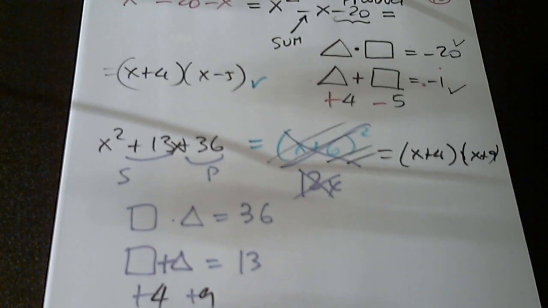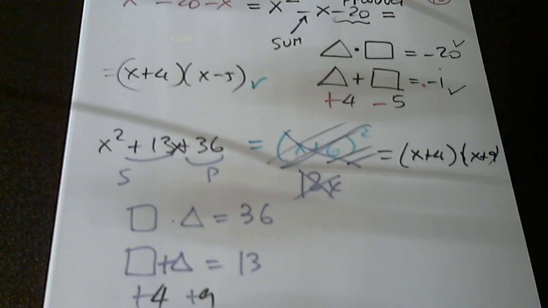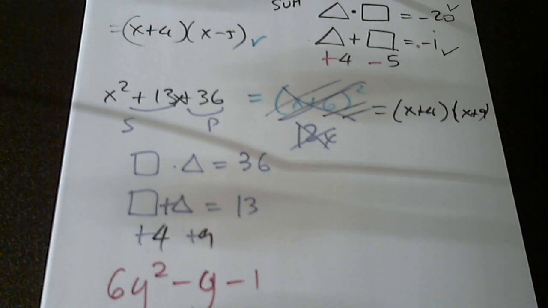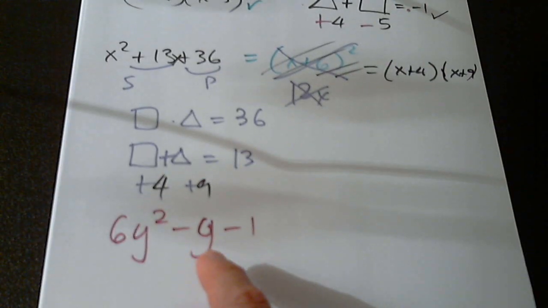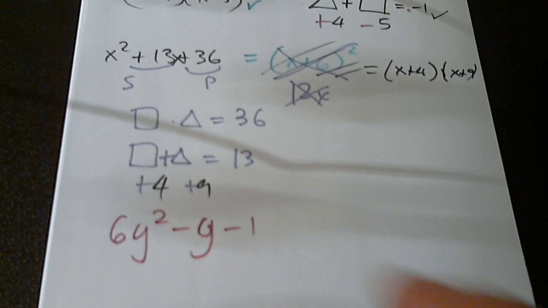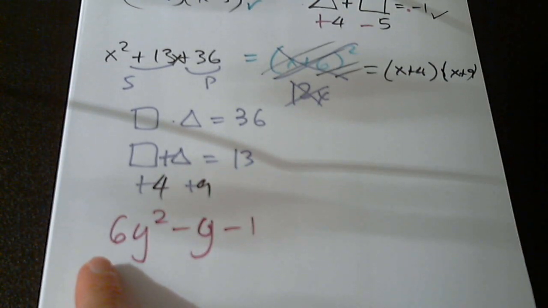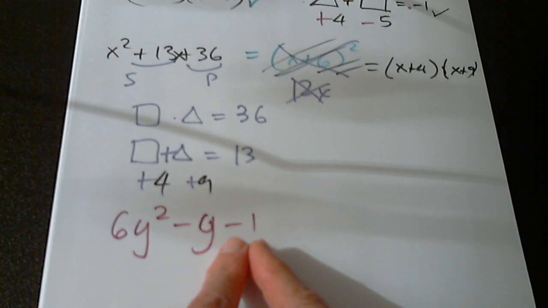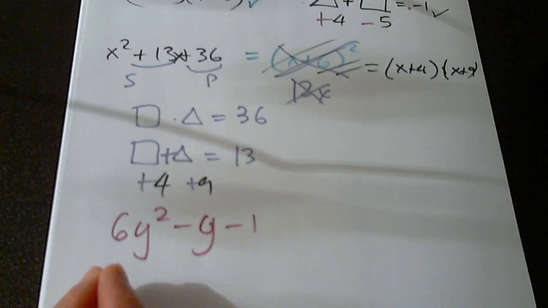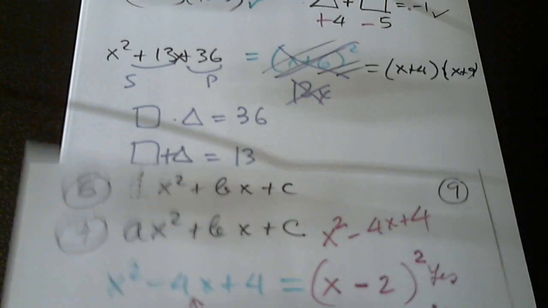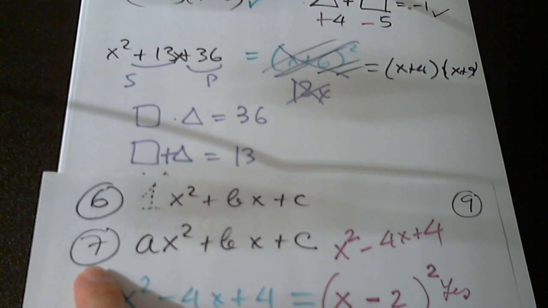6y squared minus y minus 1. Again, the whole protocol. What is it? Trinomial. Descending order, yes. Greatest common factor, no. Negative leading coefficient, no. Special product, no. Is 1 the leading coefficient? No. So my only chance is the last one, item 7.